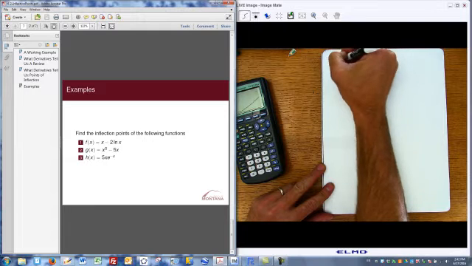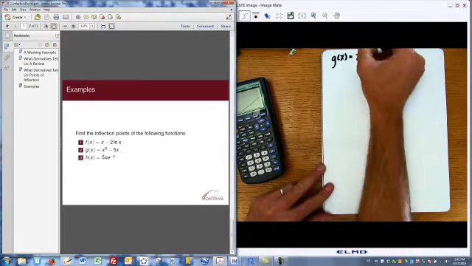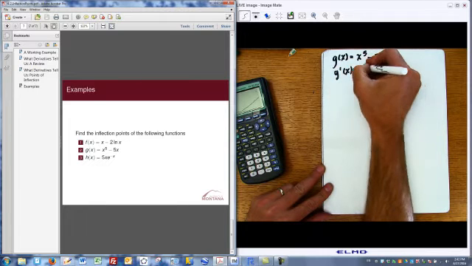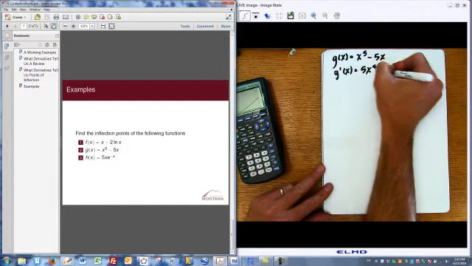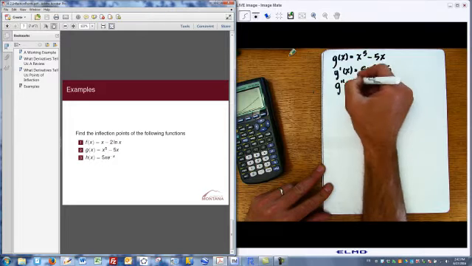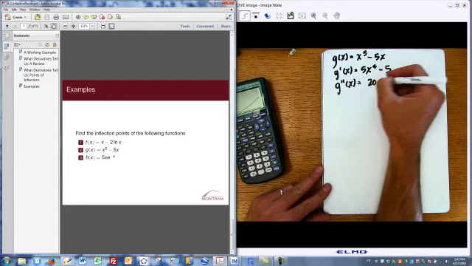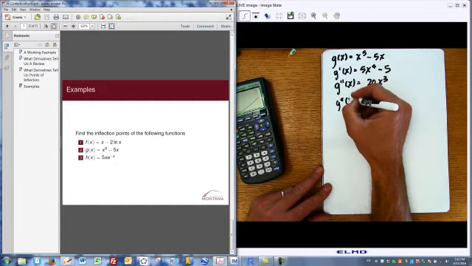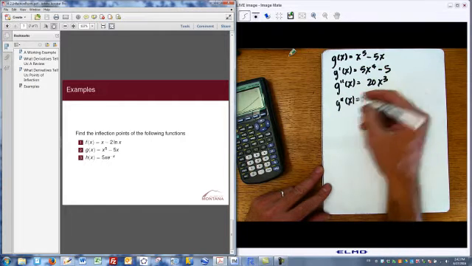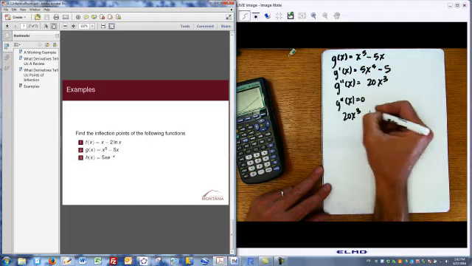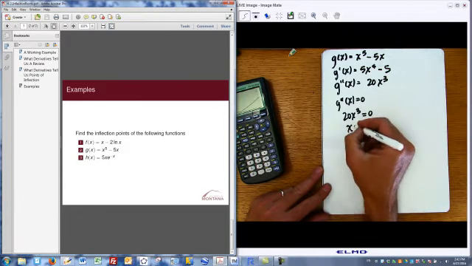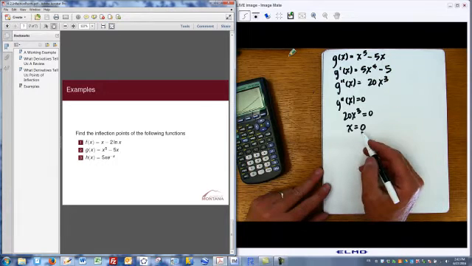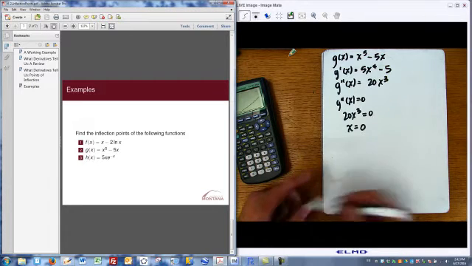What if g of x was equal to x to the 5th minus 5x? Well, then g prime of x is going to be 5x to the 4th minus 5, and g double prime of x is going to be equal to, let's see, 20x to the 3rd. Okay, so where is g double prime of x equal to 0? Well, that's where 20x to the 3rd is going to be equal to 0, which only happens when x is equal to 0. Okay, so we have a potential inflection point, and so let's check it.